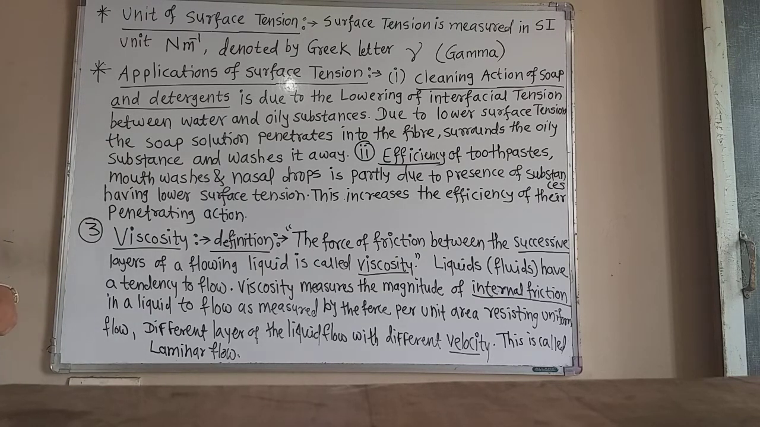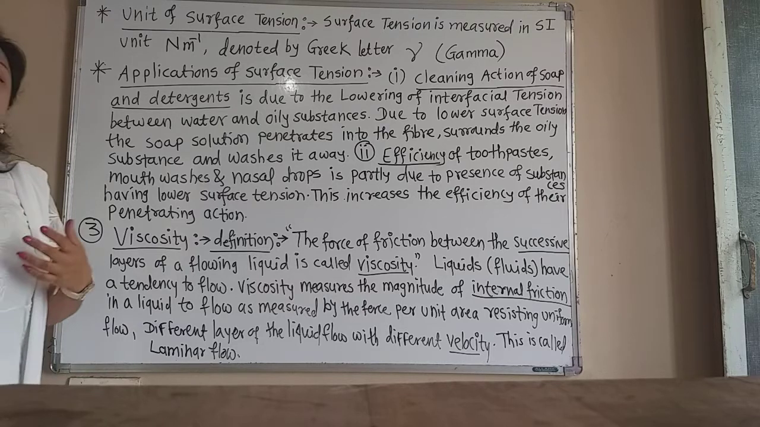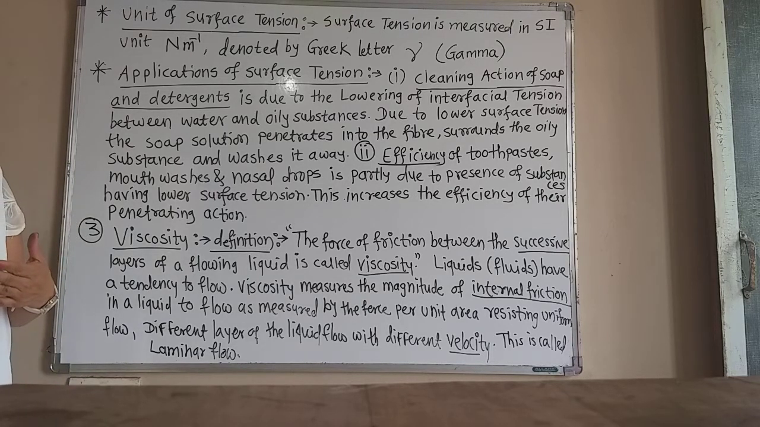Now let us learn the third main property of liquids. This is also a characteristic property of the liquid, that is viscosity. You may have learned about viscous liquids. Now we know that gum and honey are viscous liquids. But water and petrol are very less viscous liquids, and this is due to the viscosity property.